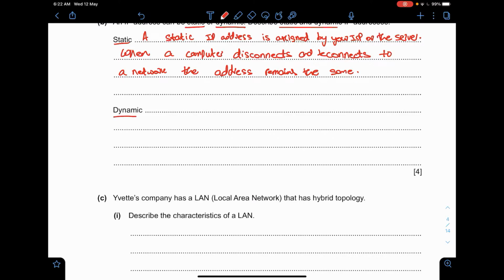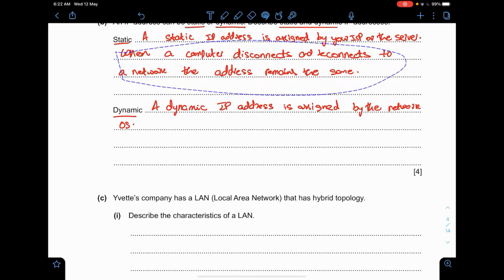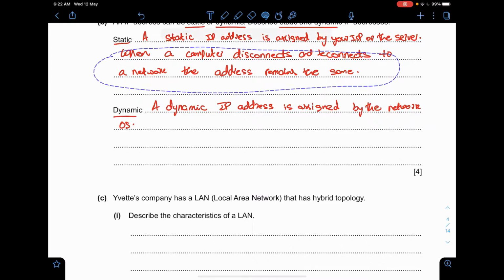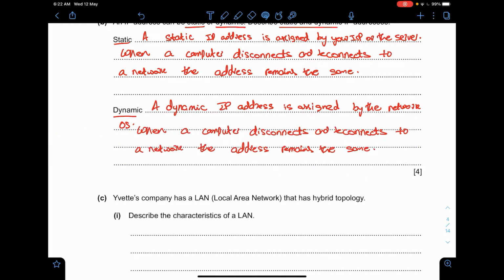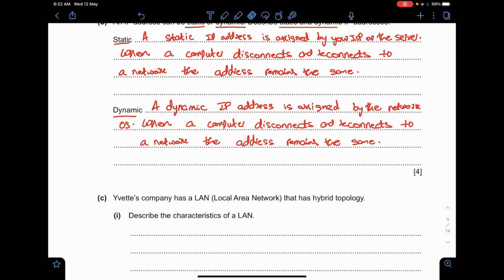So you can guess yourself, a dynamic IP address can change, it changes every time you connect and disconnect. We're going to write the same thing, but a dynamic IP address is assigned by the network OS. I'm just going to copy this here and just mark the significance: the address changes each time.